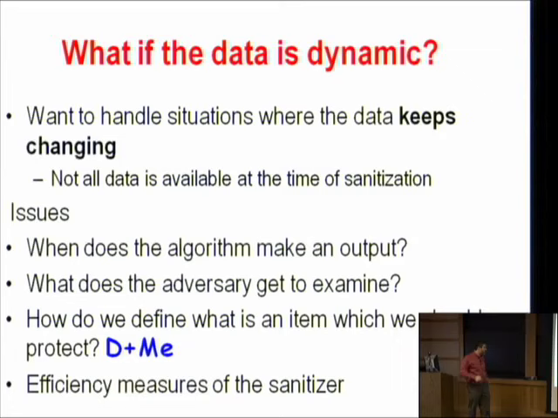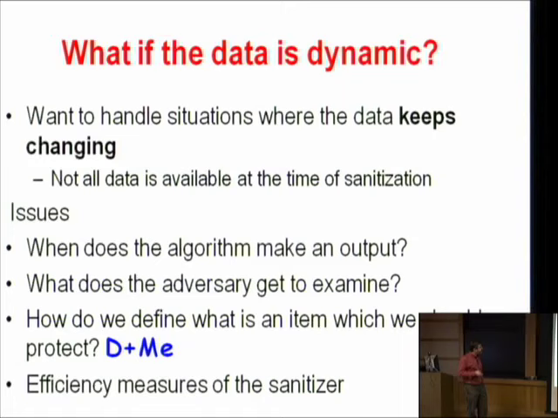How do we define what is an item? What exactly is it that we're trying to protect? Before, the issue always existed, but here items may be spread over various points in time, so it's not exactly clear what we're trying to protect. We have to say what it is. And then, of course, because it's changing data, the issue of efficiency is that of algorithms that deal with changing data.